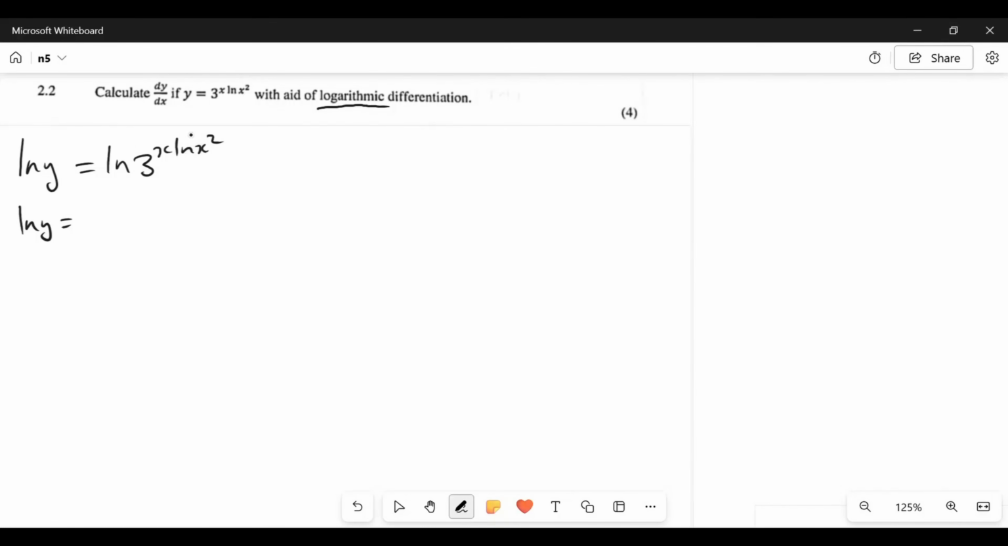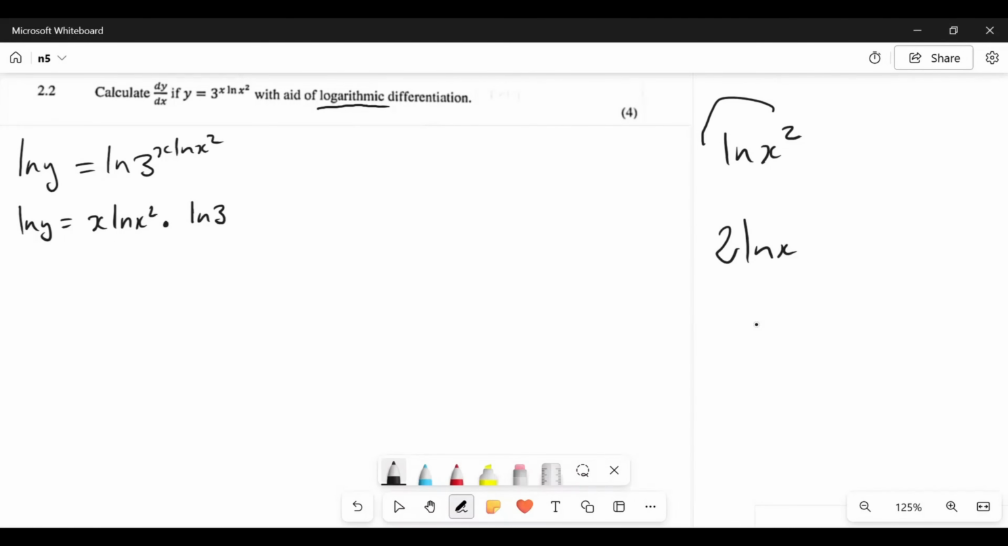And then on the right hand side, if you simplify, we can take this exponent to the front. Now let's do it. We can say x ln x squared multiplied by ln 3. This is a rule. When you have ln x to the power of 2, you can use this rule here. You can take the 2 to the front and you'll be left with 2 ln x. That is a rule for logs. I hope you guys know about these rules here. So that's what we did here. All right, so this is it.